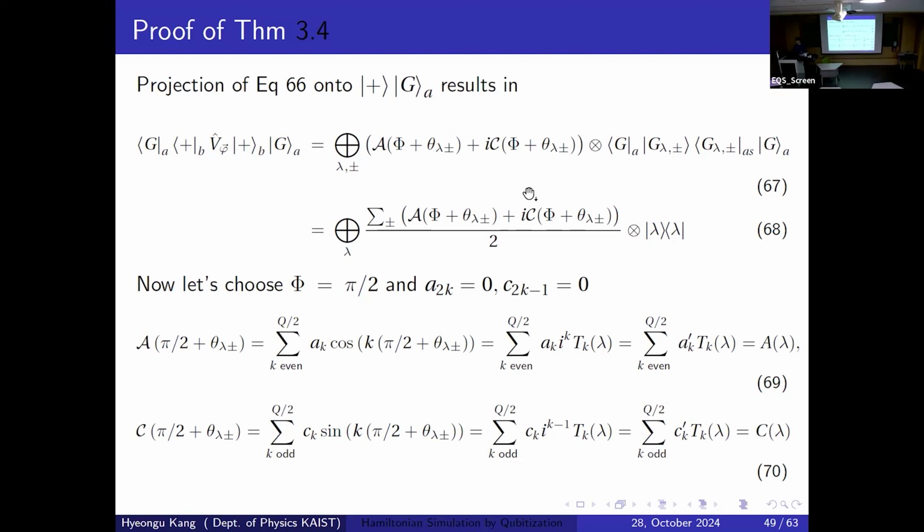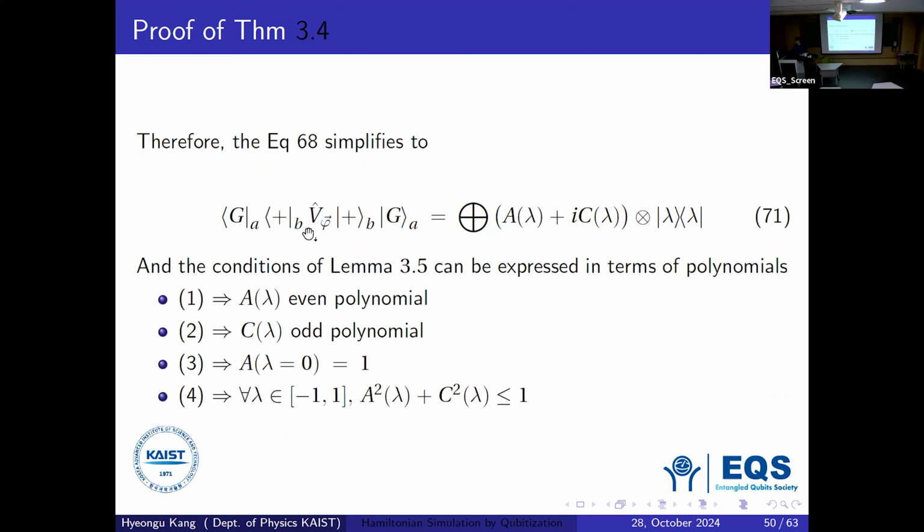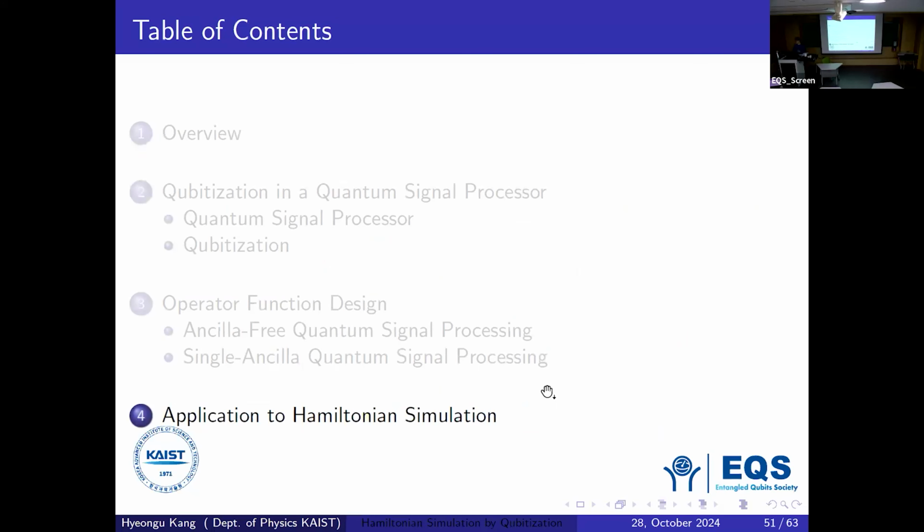And again, it acts on the B. And now let's choose this large phi as pi over 2 and A2K equals 0, C2K minus 1 equals 0. It gives the cosine K theta, and then that's the Chebyshev polynomial. So we can approximate A lambda. Yes, this one. And the conditions: A lambda is clearly an even polynomial, and C lambda an odd polynomial, and A lambda equals 0, it is 1, and these conditions are satisfied, so we can prove this.